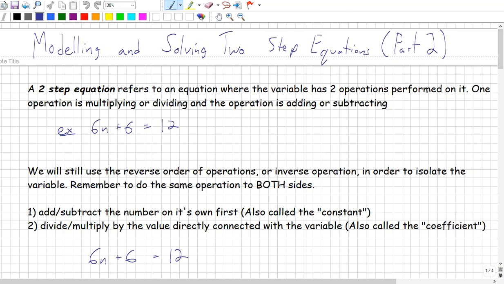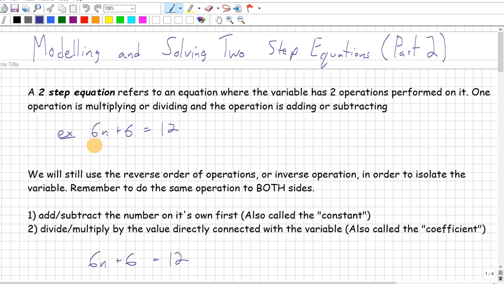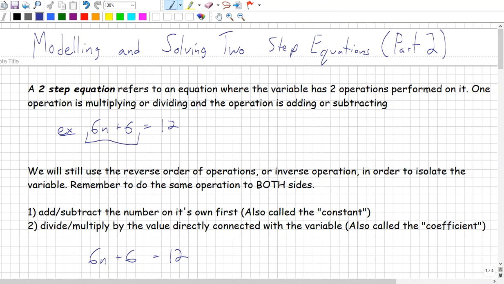So, a two-step equation refers to an equation where the variable has two operations performed on it. In this case, we have 6 times n plus 6. So we have a multiplication, 6 times n, which is the last step we'll do to get rid of that number 6. And we also have a plus, or add 6. So we have another operation that's being directly connected to the variable of n. One operation is multiplying or dividing, and the second one is adding or subtracting.